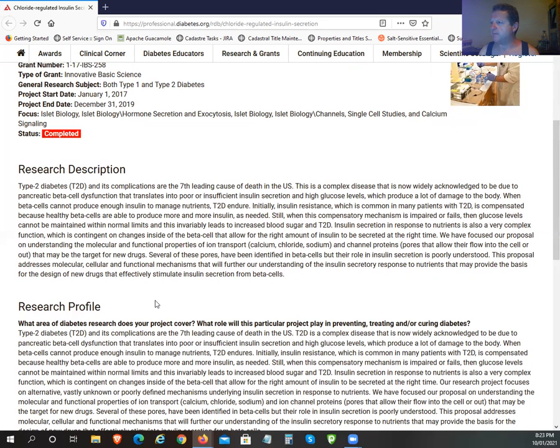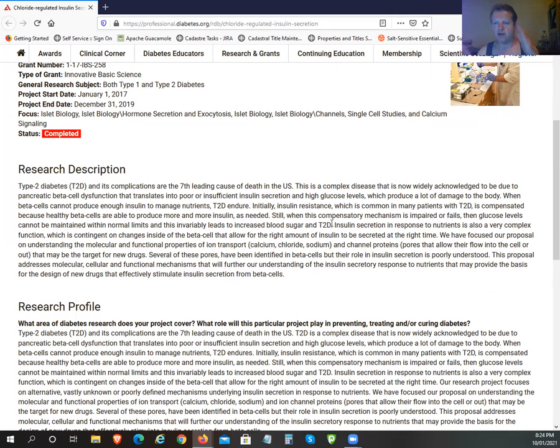Type 2 diabetics endure initially insulin resistance, which is common in many patients, and that is what happens initially before you damage your pancreas. It is compensated because healthy beta cells are able to produce more and more insulin as needed. And we'll get into that. Still, when this compensatory mechanism is impaired or fails, then glucose levels cannot be maintained within the normal levels and invariably lead to increased blood sugar and type 2 diabetes.